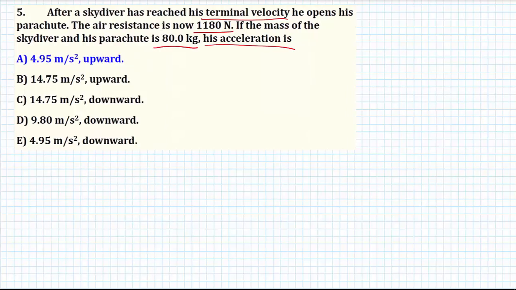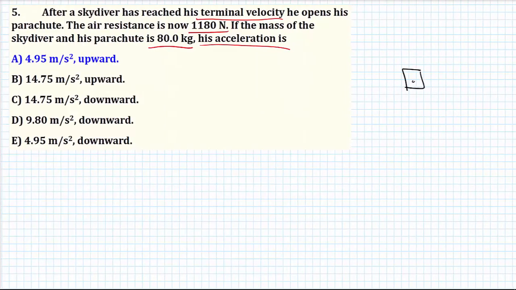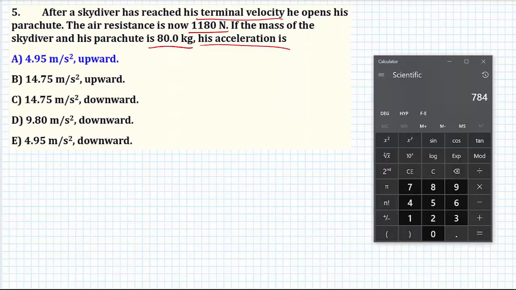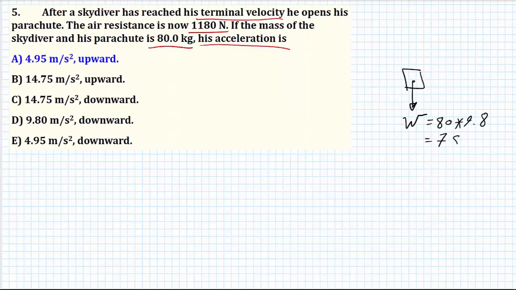Let's draw the free body diagram. This is the object, and we know that the weight acts downward. That's W, which is 80 times 9.8. That's 784 Newton. And we have also an upward force, which is the air resistance. And he mentioned here that it's 1,180 Newton. So this is the total force acting on the object.